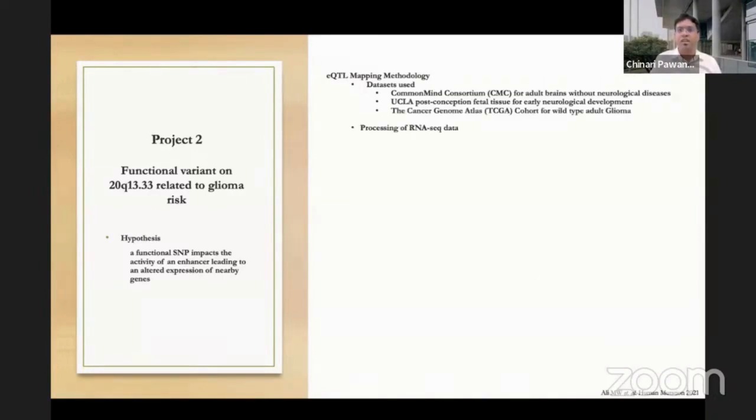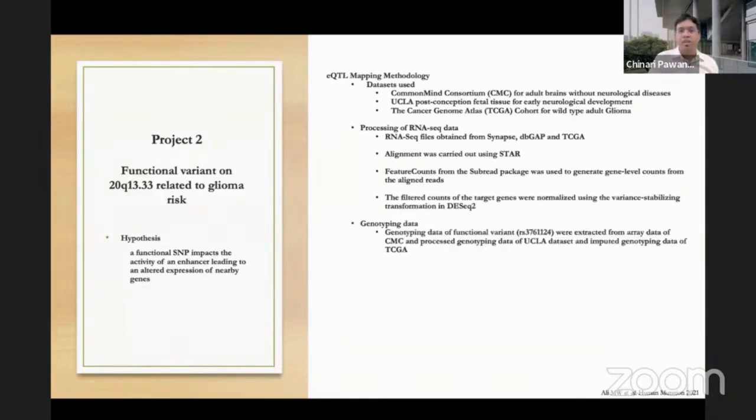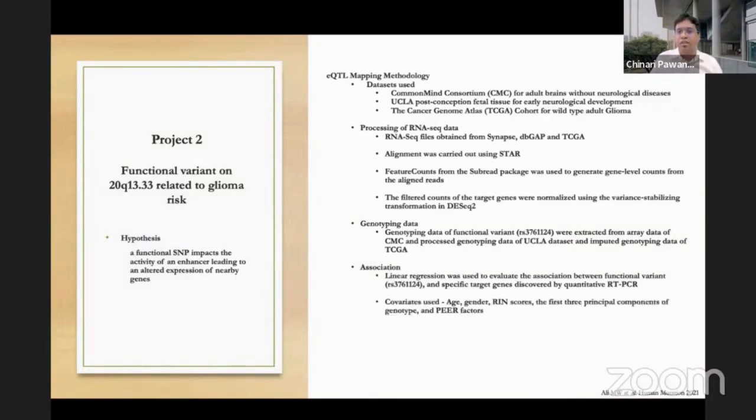And the processing of RNA-seq data was similar to what was explained previously. Just in brief, we obtained the files from different databases, and then the alignment was done using STAR. And then we used different tools to carry out the gene level counts and process them. And then the filtered counts were processed using R packages. For the genotyping data, we took the data from the array of CMC and processed and imputed them as needed. For association, we did linear regression. And then the specific target genes were discovered and quantified as well. The covariates used were age, gender, RIN scores, and so on. And then the same regression methodology was used for eQTL mapping in all the different data sets.